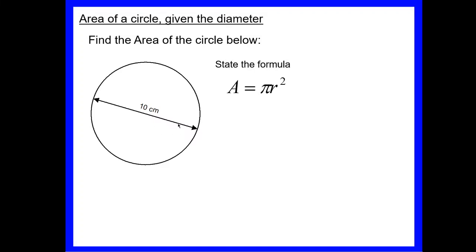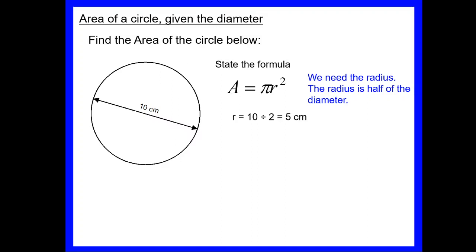So remember, r is halfway across the circle. We know the whole way, so we need to divide the diameter by 2 to find the radius. 10 divided by 2 is 5 centimeters. So we're going to substitute r into our formula. We get pi times 5 squared.